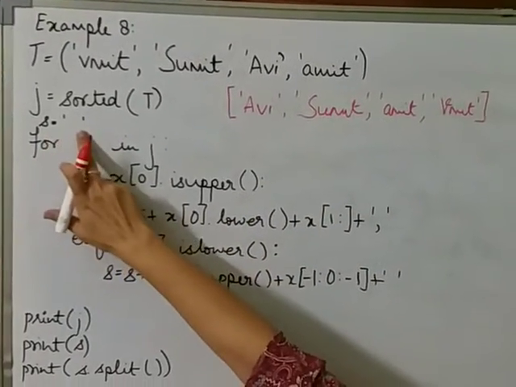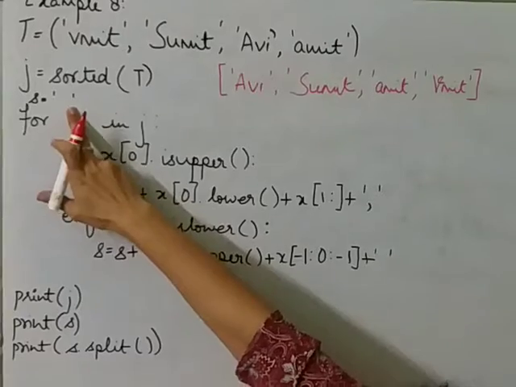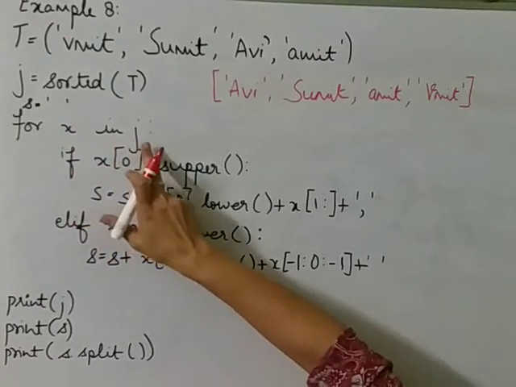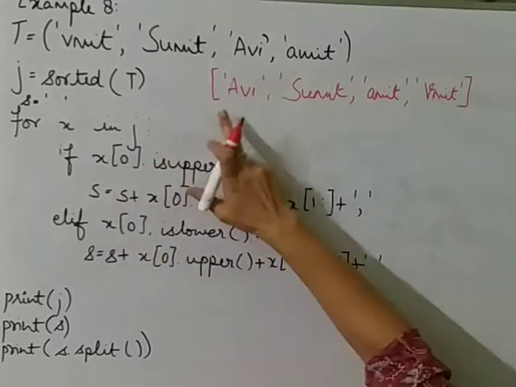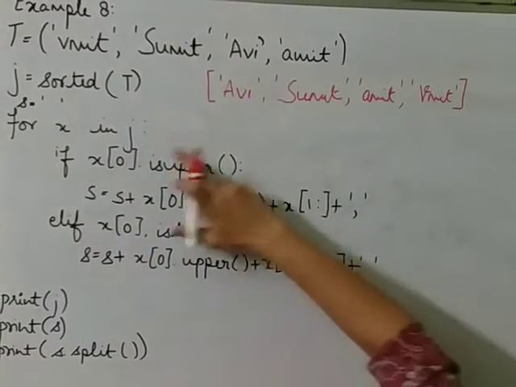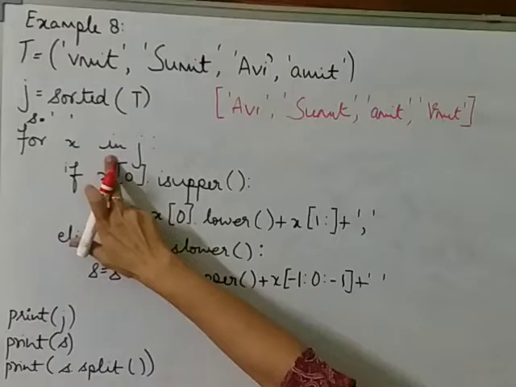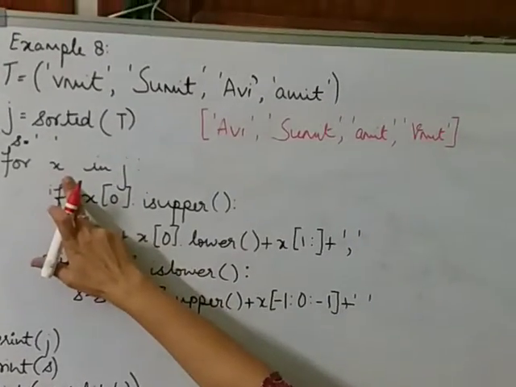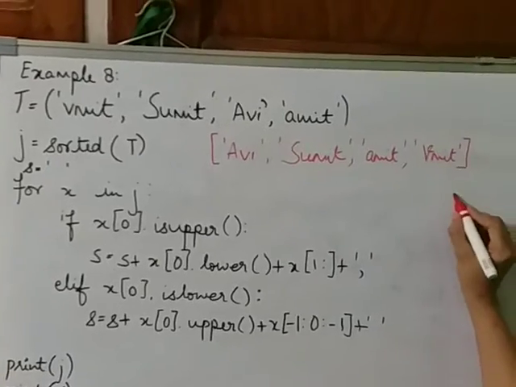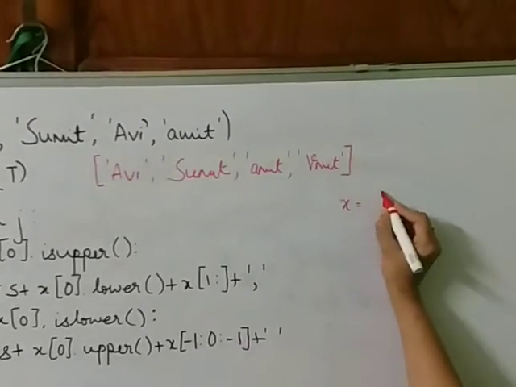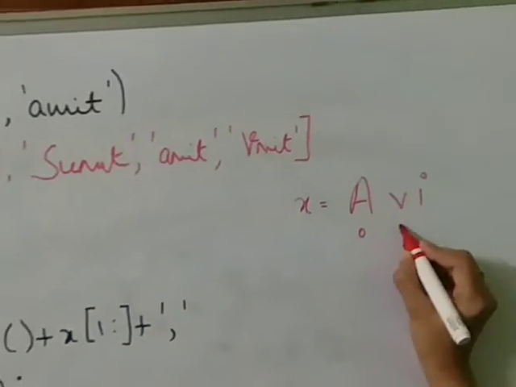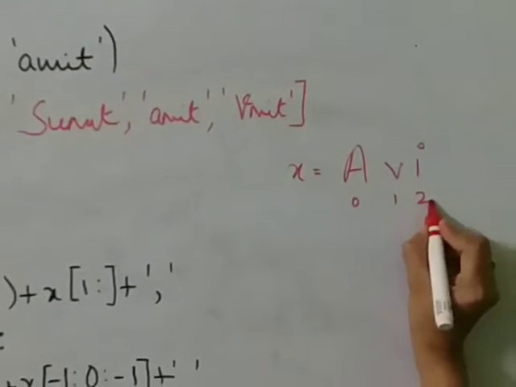Now S is an empty string. It is containing nothing. Then we are using a for loop with the membership operator, passing J. J is a sequence. This whole will be replaced by J. Now due to the membership operator, the first value of J will come into X. So the value of X will become this. As it is a string, it will have these index numbers.